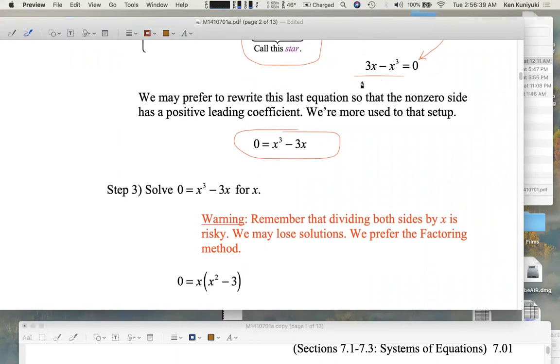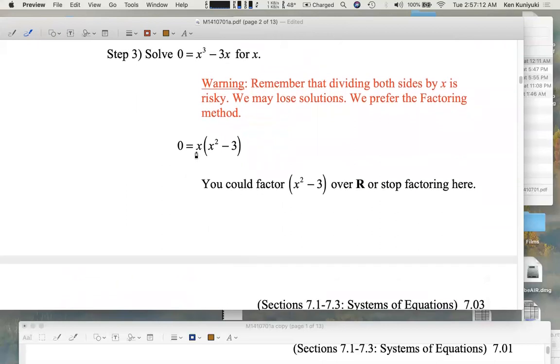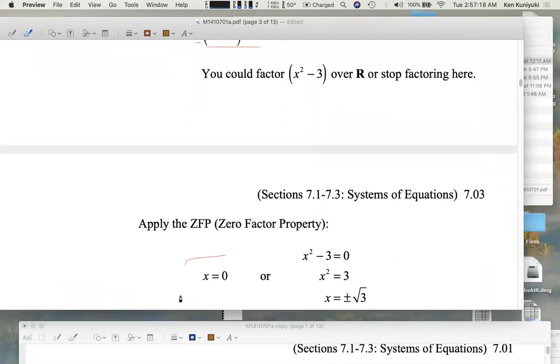If you had factored an x up here, the other factor would have been 3 minus x squared. And that would have been fine as well. In either case, we can set this other factor equal to 0, 3 minus x squared or x squared minus 3. They do have the same real zeros anyway. You could also factor this. Remember, x plus root 3 and x minus root 3, that would work. But I think many students would use the zero factor property right now. So remember, x could be 0 or x squared minus 3 could be 0. x equals 0 or x squared minus 3 equals 0.